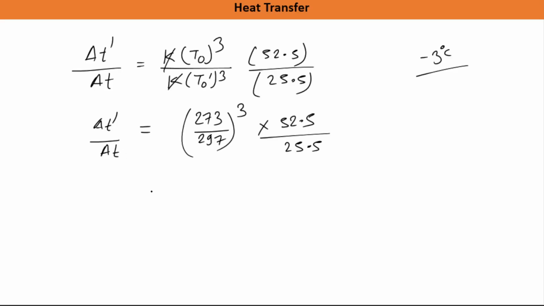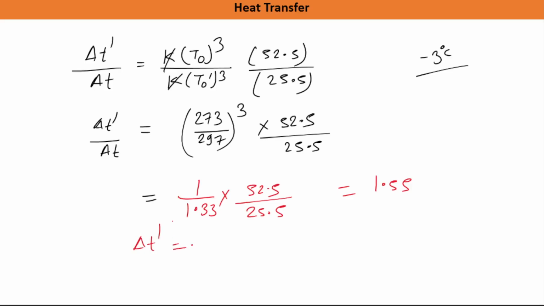Okay. Now you see, do one thing, calculate the values. So let me do that. I mean I will be taking the help of a calculator, right? But you don't have to take it, okay. You have to do it yourself, sorry, solve it yourself. So 297 by 273, it will become almost 1.33. So here, this will become 1.33 into 52.5 by 25.5. If you solve it, you will be getting almost 1.55. Okay. So what is delta T dash going to be? 1.55 delta T. This is what we have got.